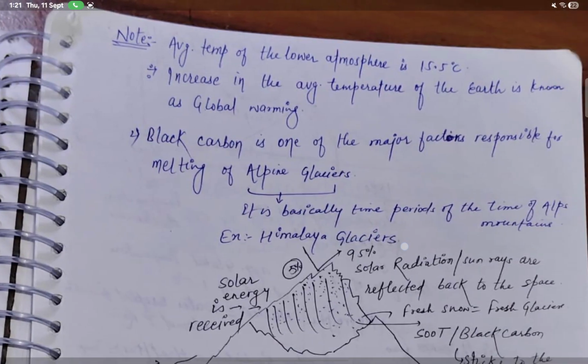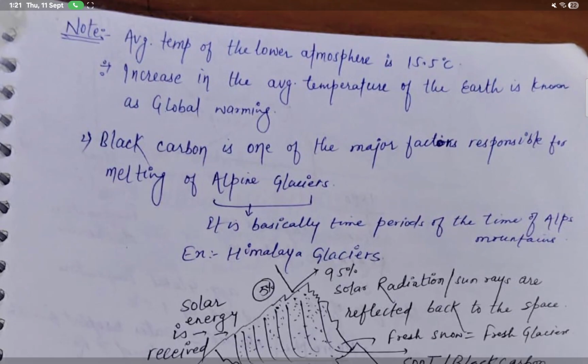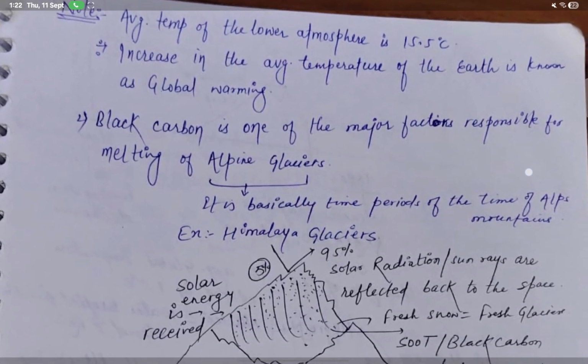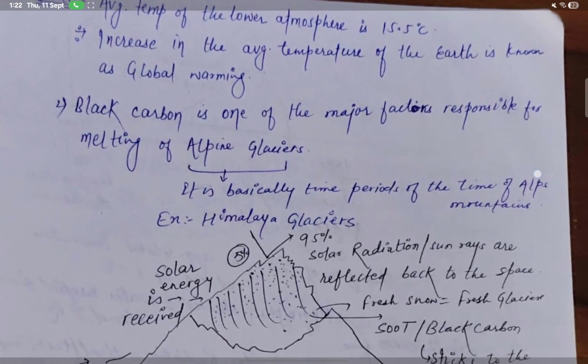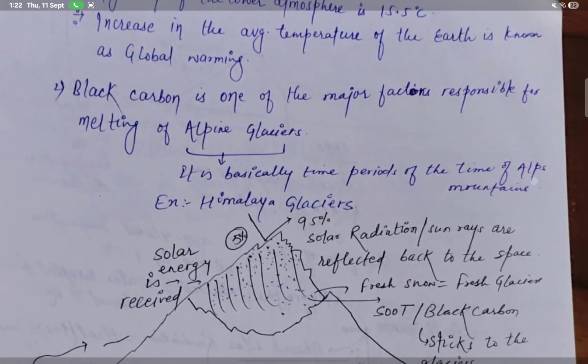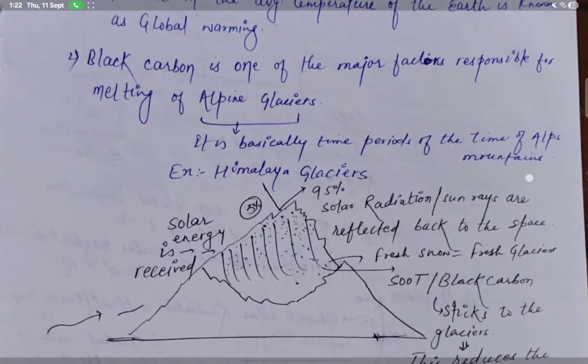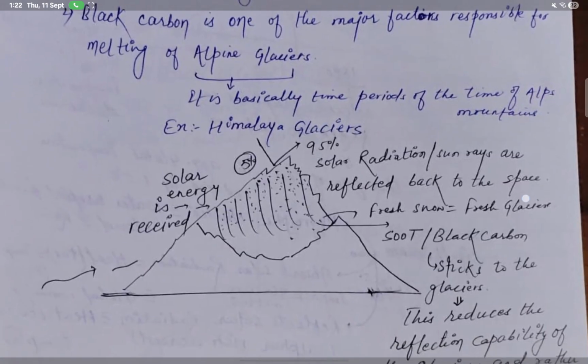First we should know what global warming is. The average temperature of the lower atmosphere is 15.5 degrees Celsius. If the temperature increases from 15.5 degrees Celsius, it is known as global warming. Now, the second point is black carbon is a major factor responsible for melting of alpine glaciers.